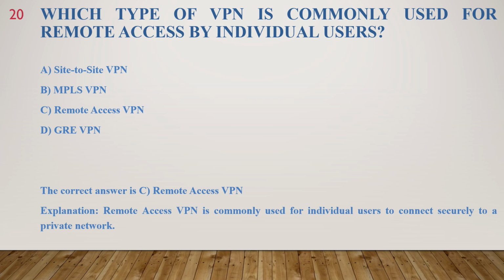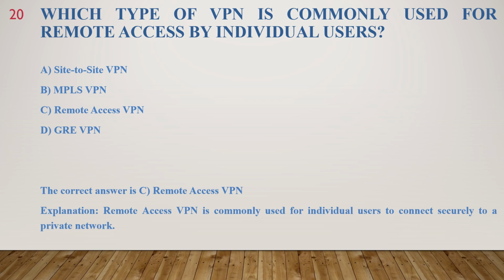A. Site-to-site VPN. This type connects two entire networks, typically used by businesses to securely connect remote offices or cloud resources. It's not designed for individual users connecting to a corporate network. B. MPLS VPN.